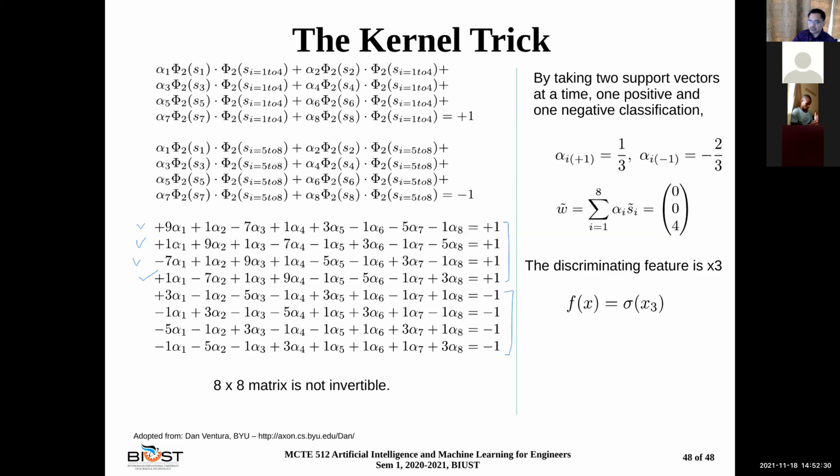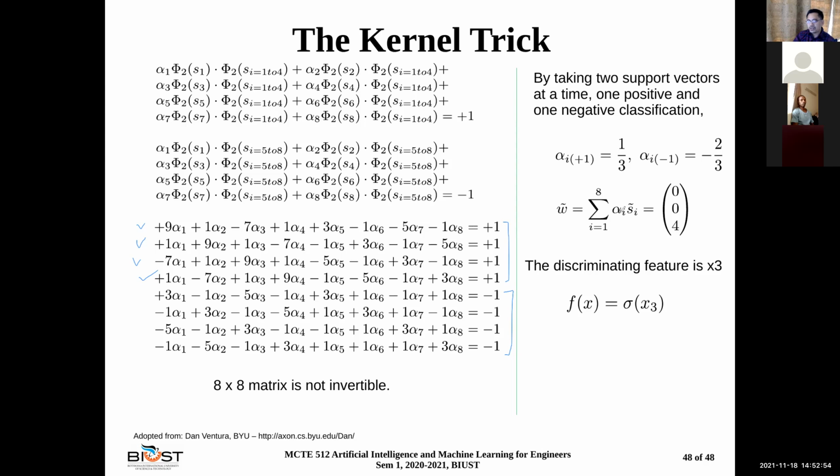And so now you can solve for your alphas, because you have 8 support vectors, so you have 8 alphas. So your alphas can be computed with this 8 by 8 matrix. So alpha 1, alpha 2, alpha 3, up to alpha 8. Now we see that this is the alpha. For negative classification, that's 1/3. For the positive classification, that's -2/3.